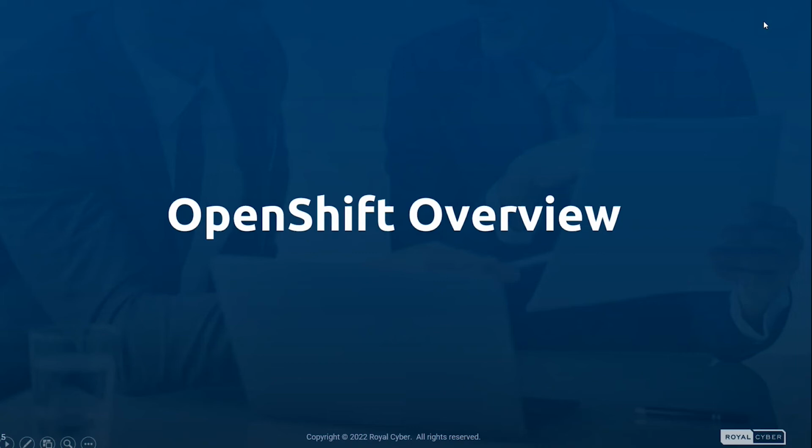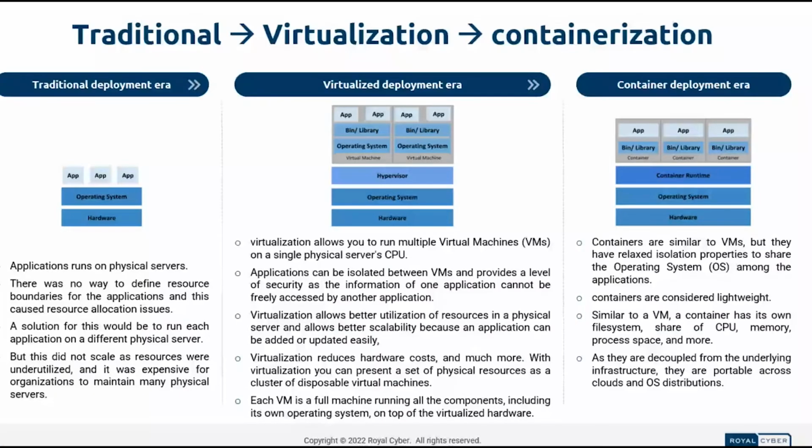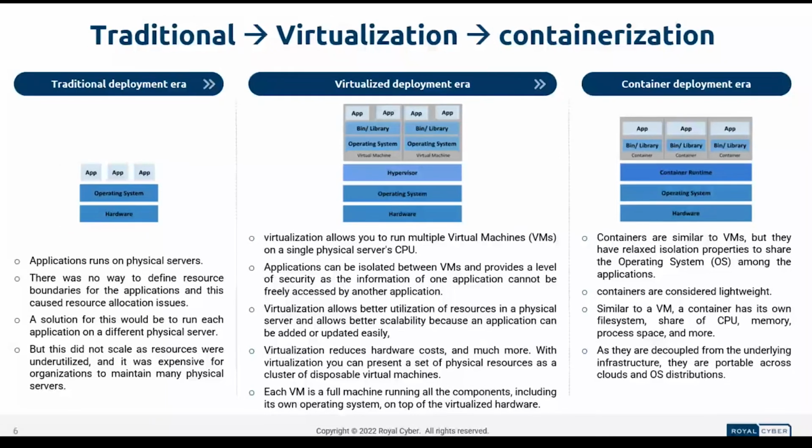Today, I'm going to give you an overview about OpenShift. Let's have a quick introduction about deployment methods. In the traditional deployment, applications run directly on the physical servers, and you don't have a convenient way to define the resource boundaries for each application. This may cause resource allocation issues. Of course, you have an option to run each application on a separate physical server. However, it's expensive for organizations to maintain many physical servers and manage many applications across these servers.